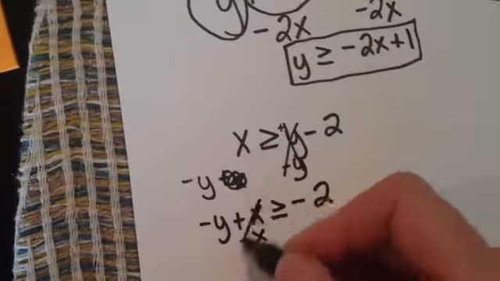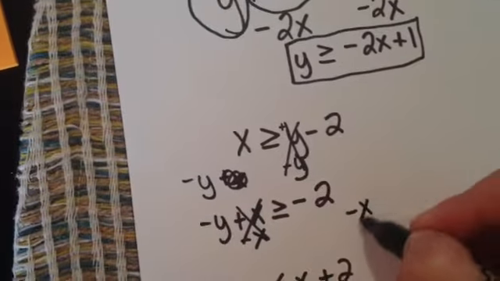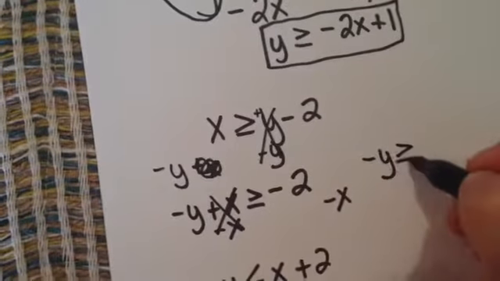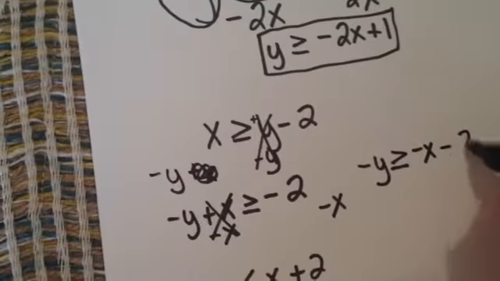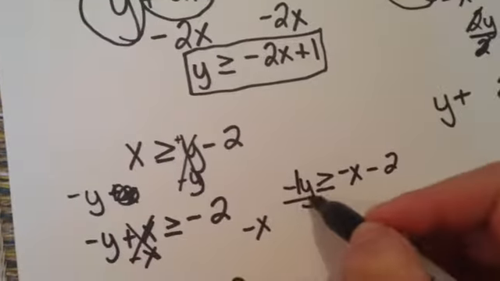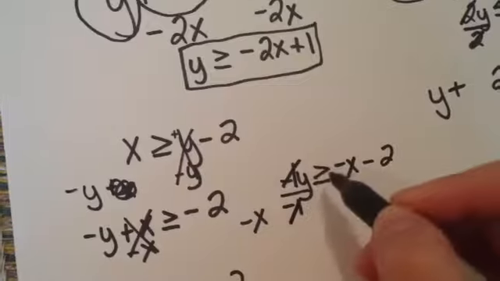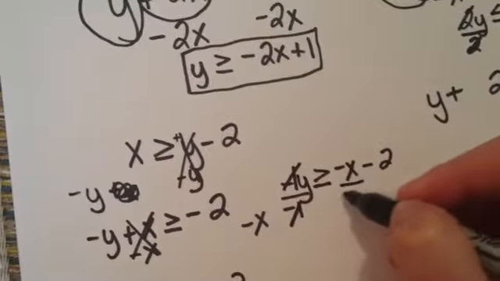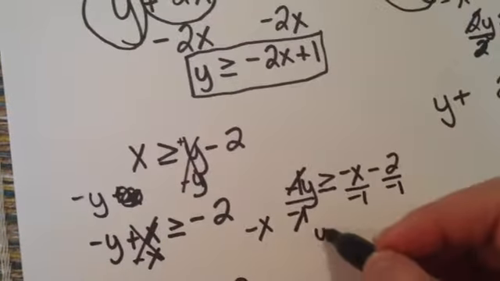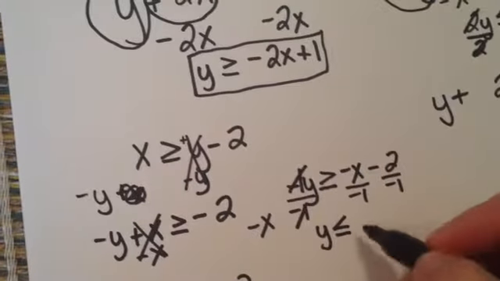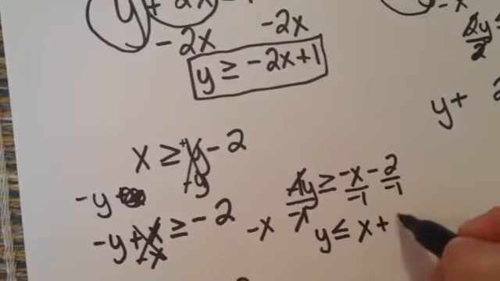Now I can move the x onto the other side. Now I'm left with a negative y is greater than or equal to negative x minus 2. Now, remember this is not negative y, it's negative 1y, so I need to divide by a negative 1, but whenever you multiply or divide by a negative number with inequalities, it flips the sign. So I'm going to divide by negative 1, divide by negative 1, and I'm going to get y is less than or equal to a positive x plus 2.